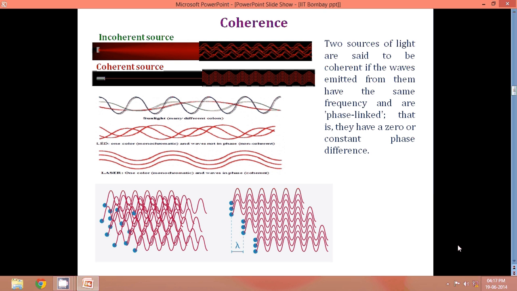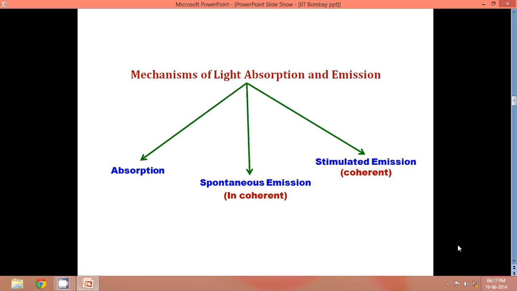In the case of laser, if you look at the bottommost figure, all the waves are starting at the same point, or they are differed by some distance, but as they are propagating, they are maintaining the same phase relation. Such sources are called coherent sources, and the phenomenon of maintaining a definite phase relation is called coherence.